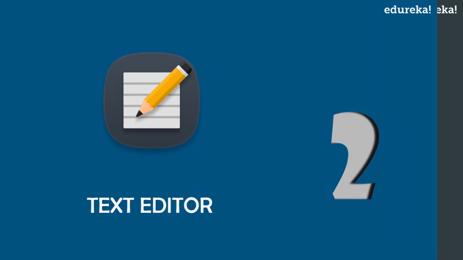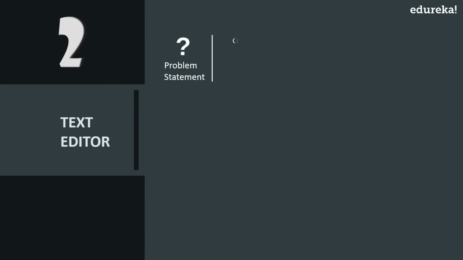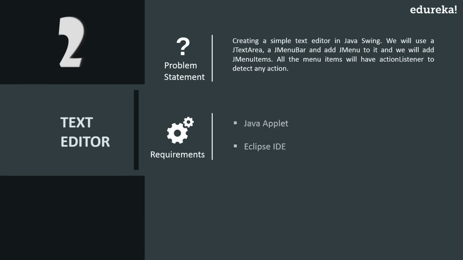Now let's move further and see the text editor. So here I am making use of Java Swing. That is, I will be using JTextArea, JMenuBar, etc. And all the menu items will have an action listener to detect any action. And as I have told, it makes use of Java applet and Swing concepts. And all that you need is Java installed and the Eclipse IDE.